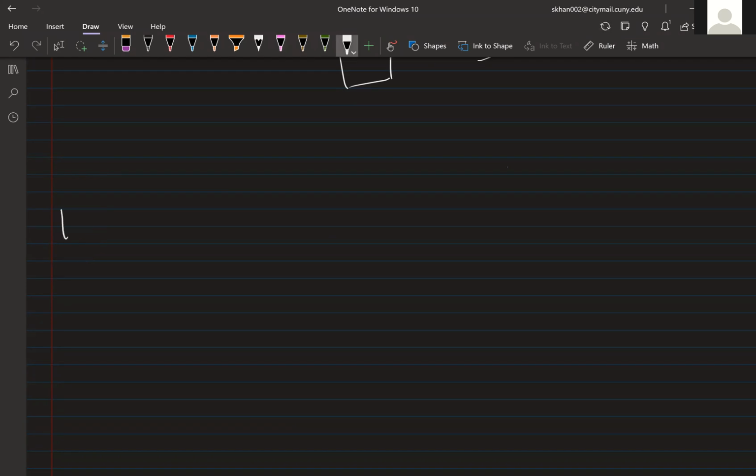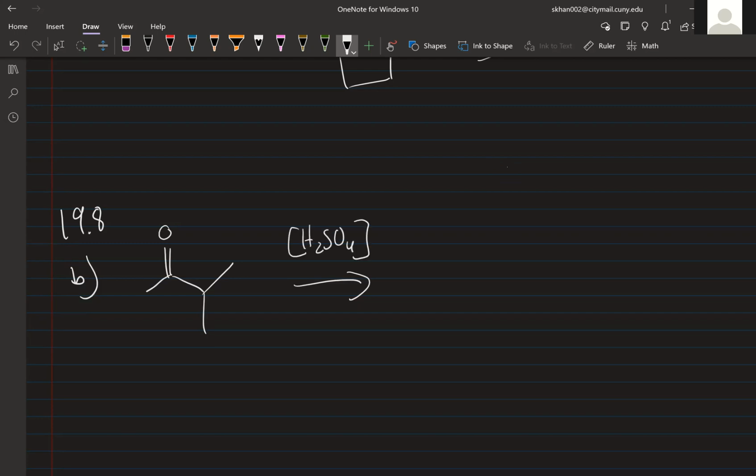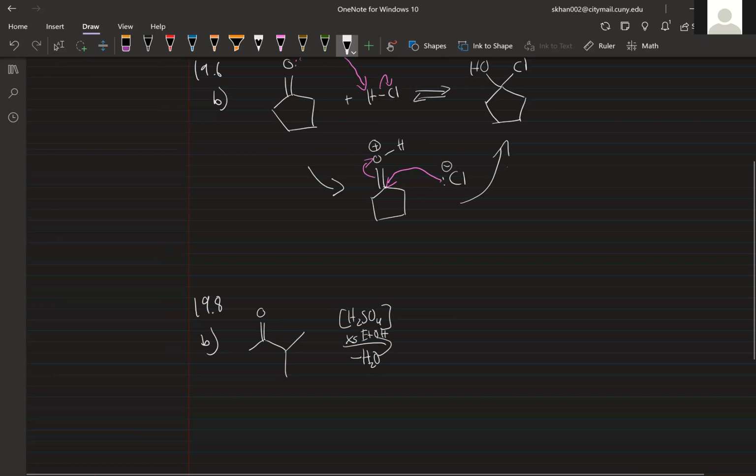Start with, what is this? 19.8A. Well, that one's kind of easy. Let's do B instead. I mean, they're both kind of similar, but it's fine. Okay. So first you have H2SO4, right? Then you have an excess amount of EtOH, and then you have minus H2O. Let's zoom out for now.